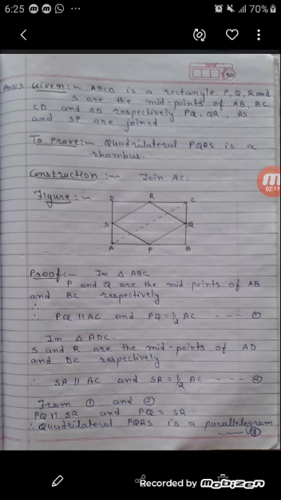To prove, quadrilateral PQRS is a rhombus, and in construction, join AC. Here the figure is not given. We draw the figure ourselves, and you see the figure here. And you will get 1 mark for the figure.